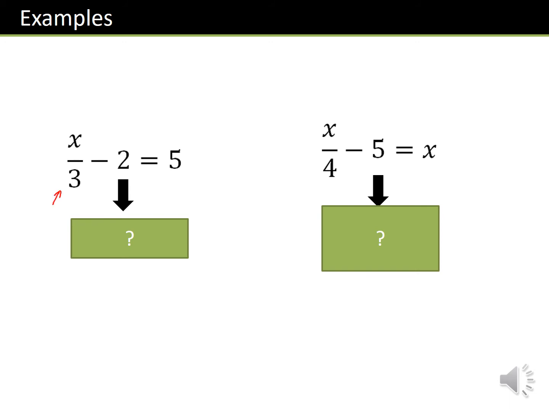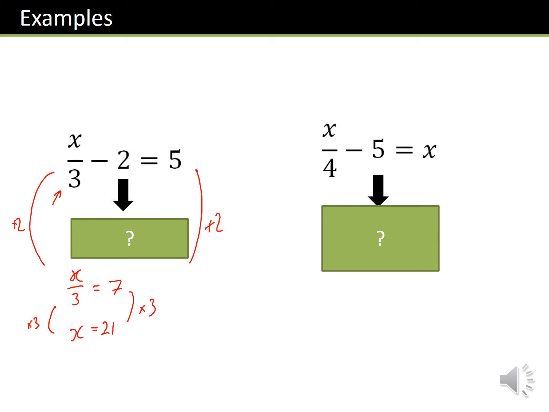Okay, so with this we can see we've got a denominator, but it's not on its own. So what we want to do is try and get it so it is on its own first. So to do that, we're going to add 2 to both sides first. So we end up with x over 3 equals 7. And then from there, we've got our denominator on its own, so we can now times by 3 to get rid of that denominator. So we end up with x equals 21.